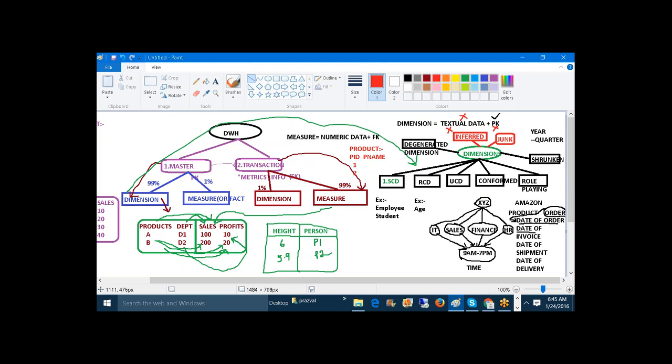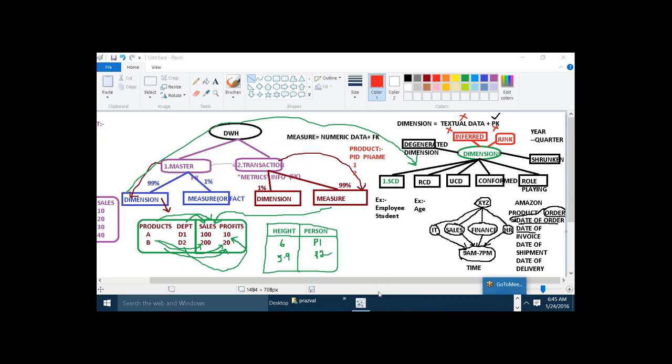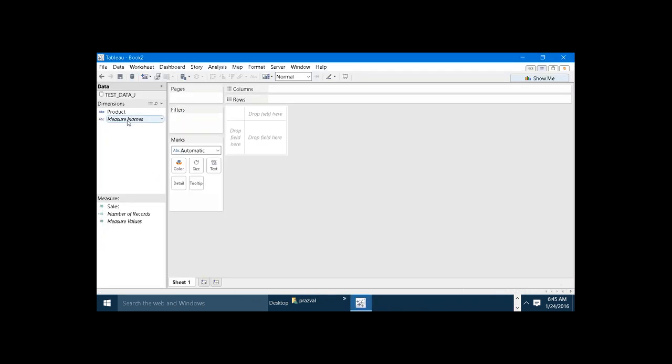So why am I discussing all these things? It is very important to identify the dimensions we have in our data source. If we connect to any data source, Tableau will segregate the fields in the form of dimensions and measures, right? So it is always very important to identify the dimensions we have in our data source. Now I will connect to one data source, Superstore.